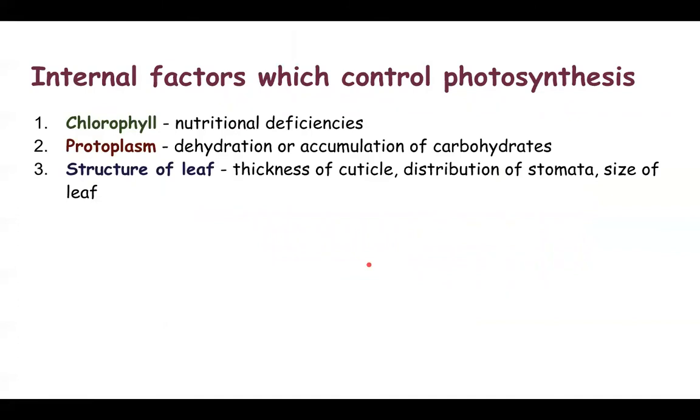Now, there are 3 internal factors which control photosynthesis. Number 1, the nutritional deficiencies. Chlorophyll formation, for example, requires the minerals iron and magnesium. If they are not in adequate amount, then the chlorophyll will not be synthesized. It requires the correct amount of water present in the protoplasm. If the protoplasm is dehydrated, the rate of photosynthesis falls. Or if there is already too much starch or other stored carbohydrates present in the protoplasm, that will reduce the rate of photosynthesis.